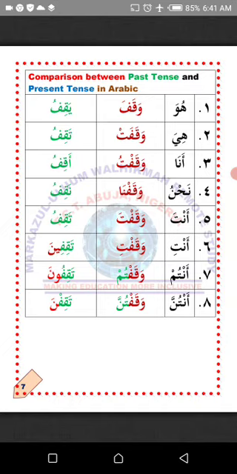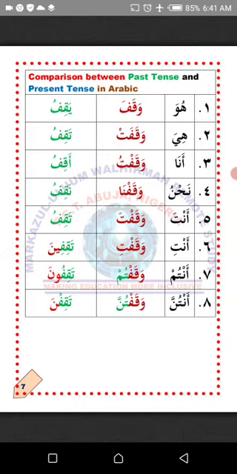Number 3, أنا, I. وقفت, I have stood or I stood. أقف, I am standing or I stand. Number 4, نحن, we. وقفنا, we have stood or we stood. نقف, we are standing or we stand. Number 5, أنت, you, referring to a single male person. وقفت, you have stood or you stood. تقف, you are standing or you stand.